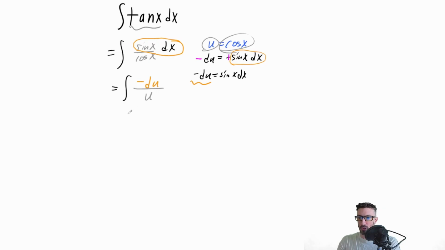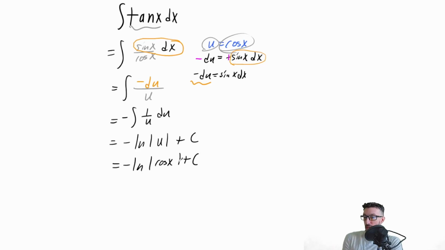All right, so we're close, but now I'm going to pull out that negative, and I'm also going to rewrite it as 1 over u du. But now, integral of 1 over u, well, that's always ln absolute value of u, plus c, and I can put my u back in there. Now, technically, we could say this is the answer. It's just not necessarily what you're going to see on formula sheets.